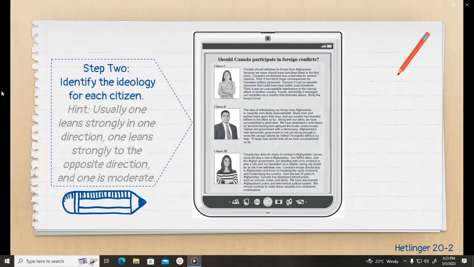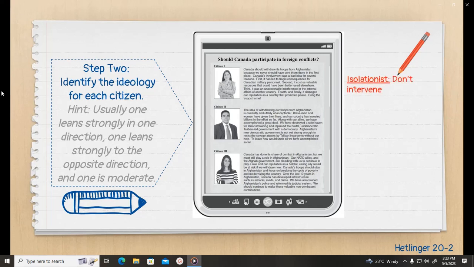Step 2 is to identify the ideology of each citizen. Write beside each citizen what their perspectives are. Usually, one will lean strongly to one direction, and one will lean strongly in the opposite direction, and one will be more moderate. But it's absolutely fair to say that 2 lean more in one direction than another.